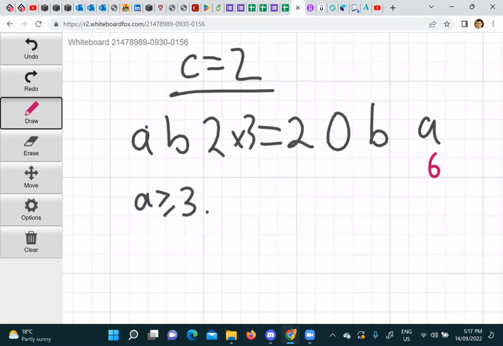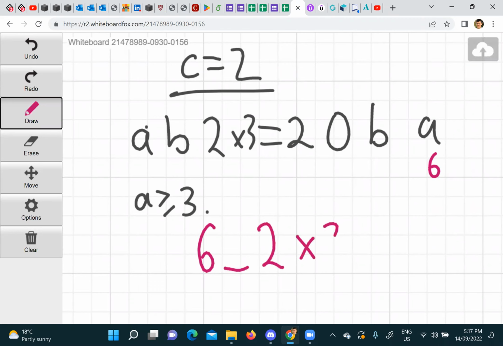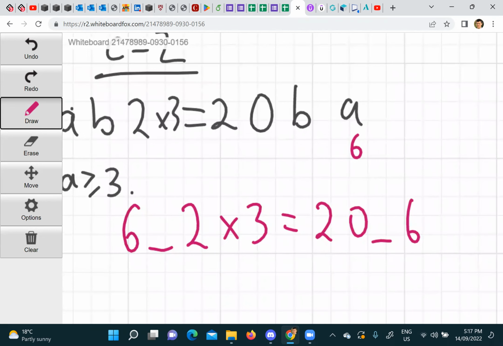So you get 6. That means B can't be less than 7, because there are only 10 possibilities. Because 6 times 3 equals 18, so we need 2 to plus it to go to 20.